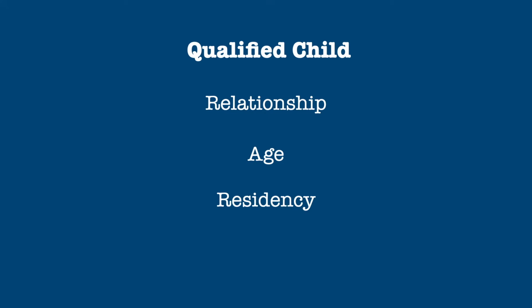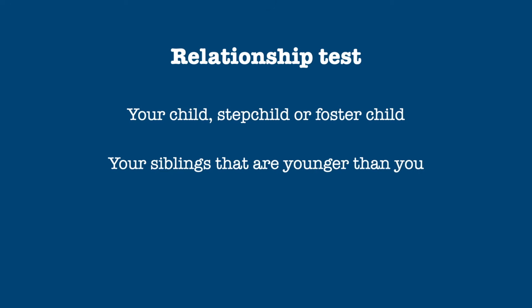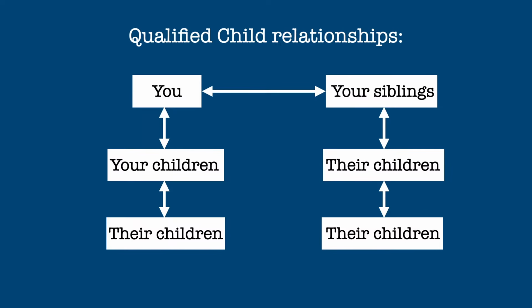Let's look at the qualified child rules first. A qualified child must meet 4 tests: relationship, age, residency, and support. To meet the relationship test, a qualified child must be your child, stepchild, or foster child, your siblings that are younger than you or your spouse are, and any of their descendants. Here is a handy chart of who meets the relationship test to be a qualified child.